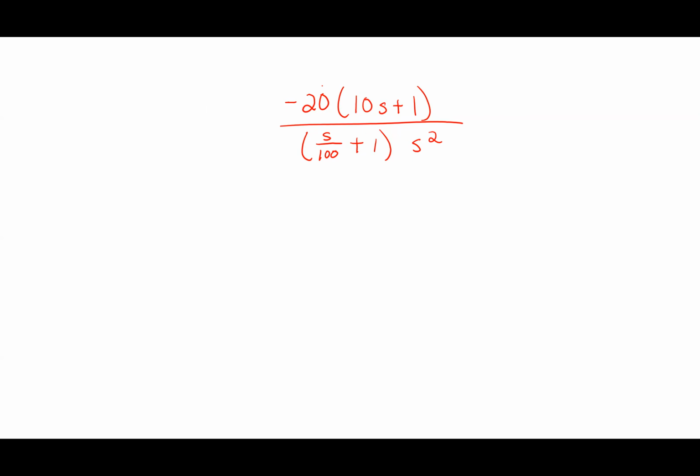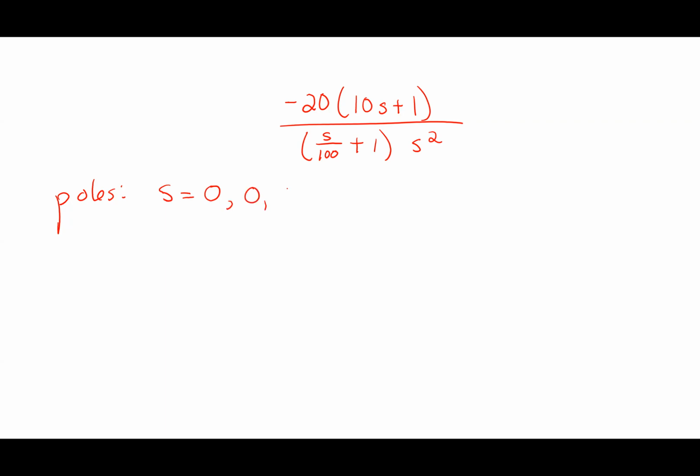3 poles. And what's a pole? Whatever values of s make the denominator 0. So my poles are what? 0, 0, negative... Yeah, s equal to 0.